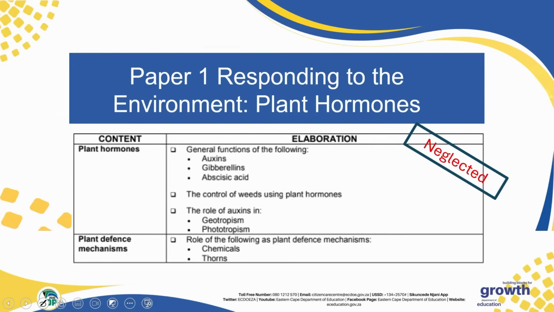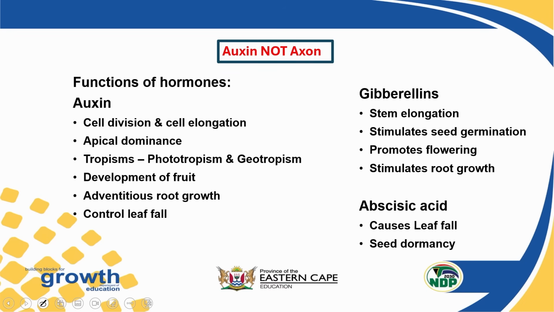Plant hormones. These poor plant hormones are terribly neglected. We underlearn them because we think it's just 13 marks, but these can actually be a very easy 13 marks. So the first thing you need to know about plant hormones is their functions. And here I've listed the basic functions of your plant hormones. Your auxins, that's causing cell division and cell elongation, apical dominance, tropisms, phototropism and geotropism, development of fruit, adventitious roots, and controlling leaf fall.